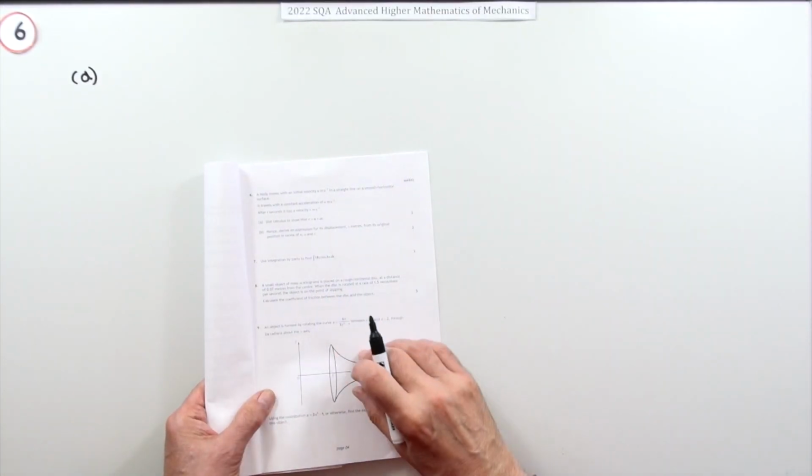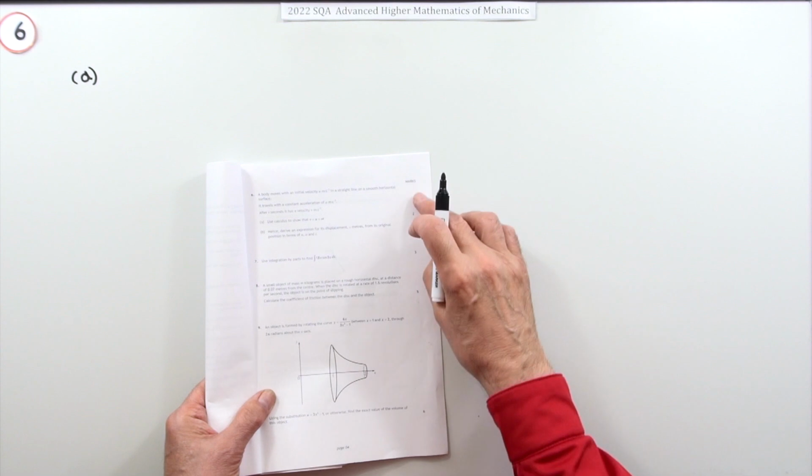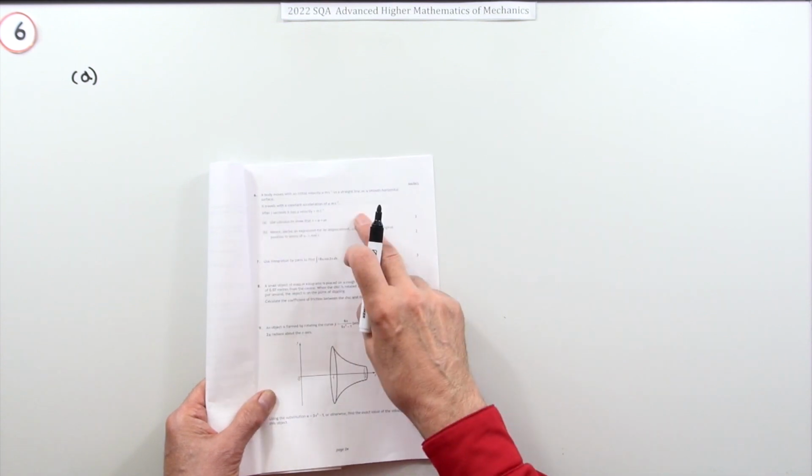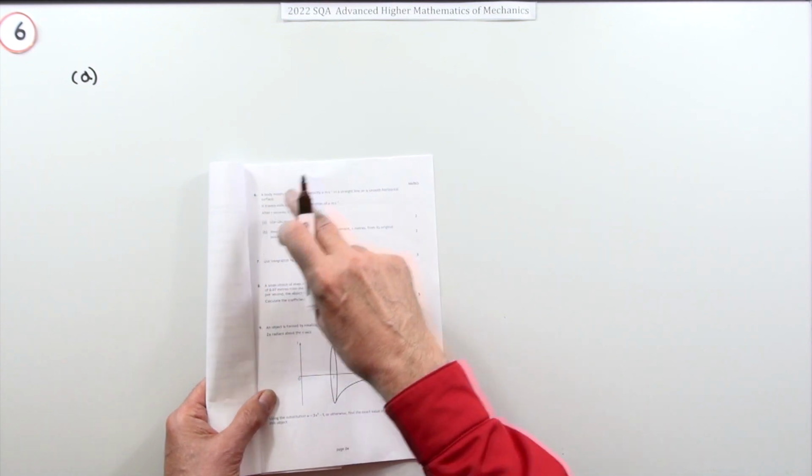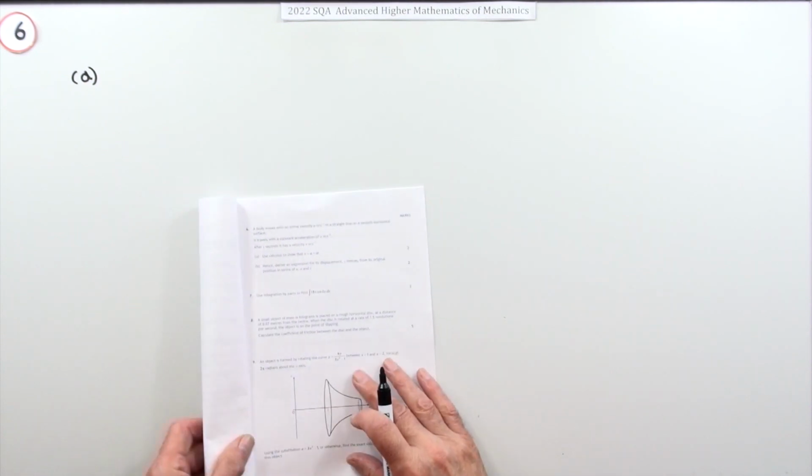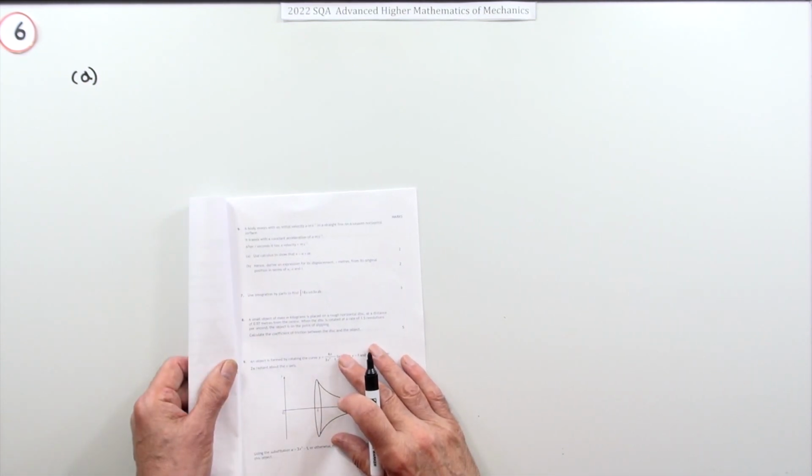Question 6 then, from the 2022 mechanics paper. Format question here for, by the looks of it, use calculus to show the basic derivations you would get at the beginning of a dynamics course.